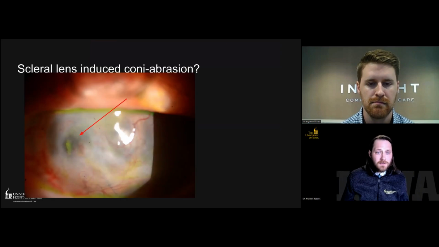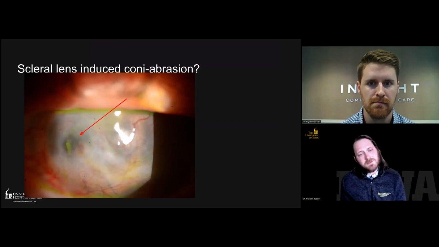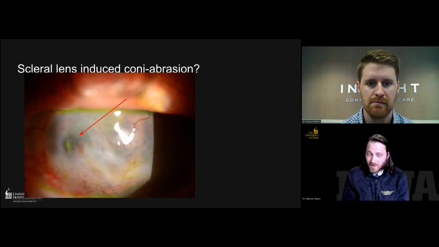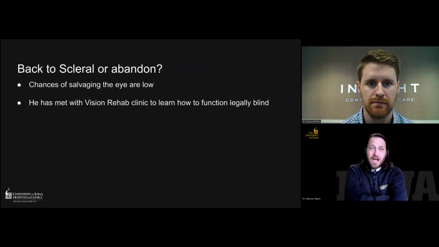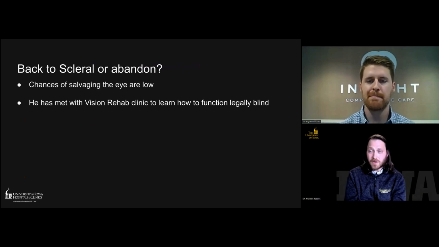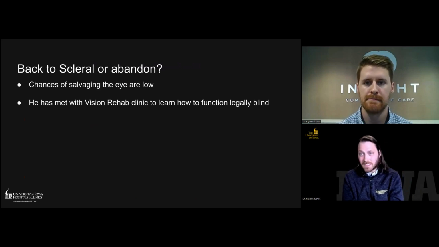But it went well until we had another little conjunctival abrasion, and we weren't able to tell if that was due to the contact lens itself or just due to the highly changing corneal surface. But either way, just to be safe, we decided the chance of salvaging this eye is low. So we got ahead of the patient and told him, hey man, things are getting worse. We don't know if it's going to get better. We want you to function on how to be legally blind ahead of time in case it comes down to this.